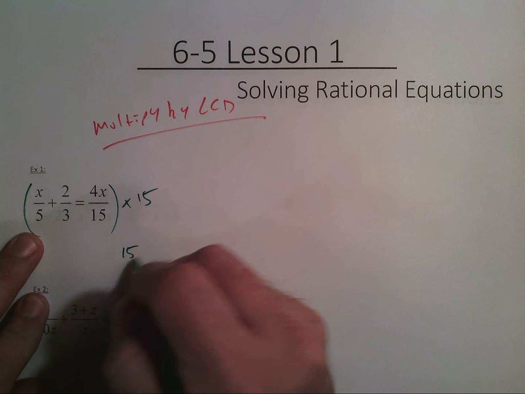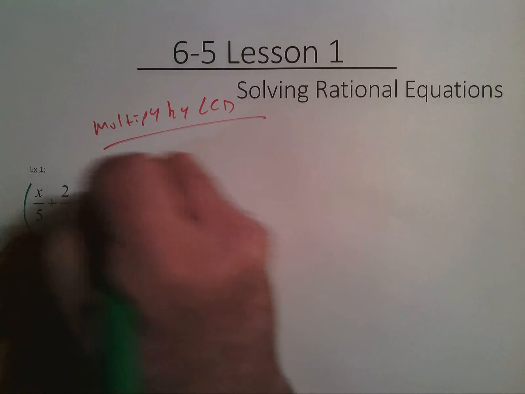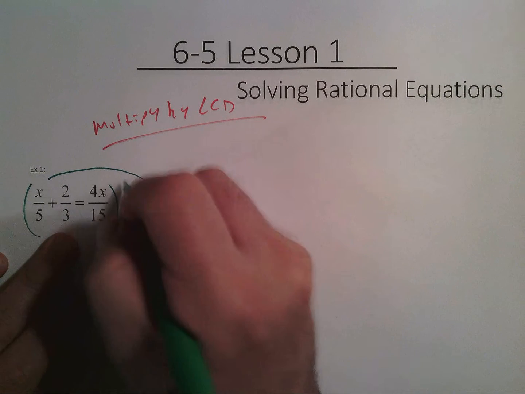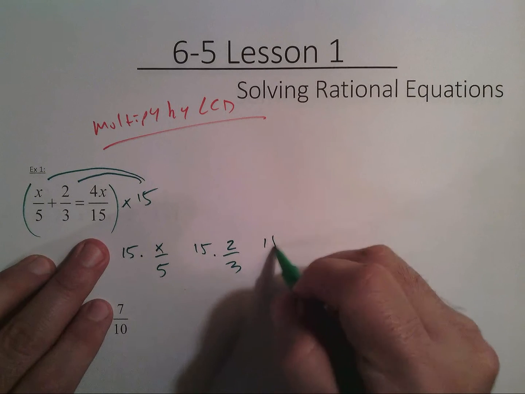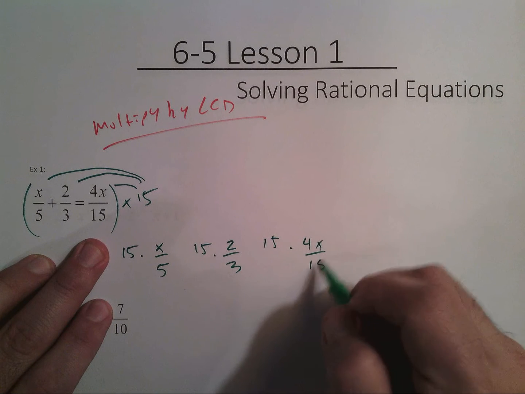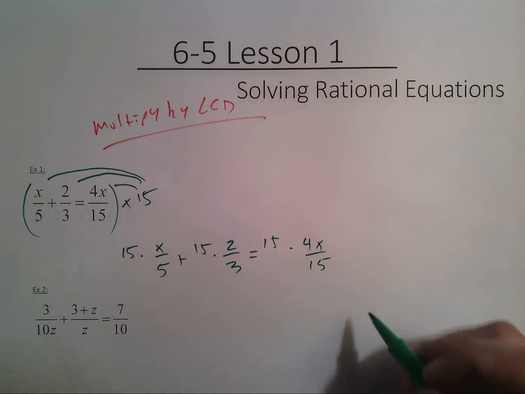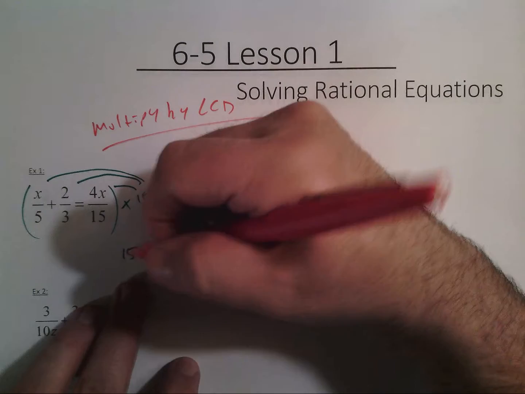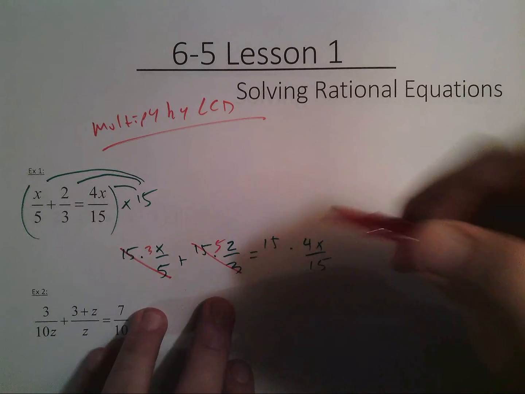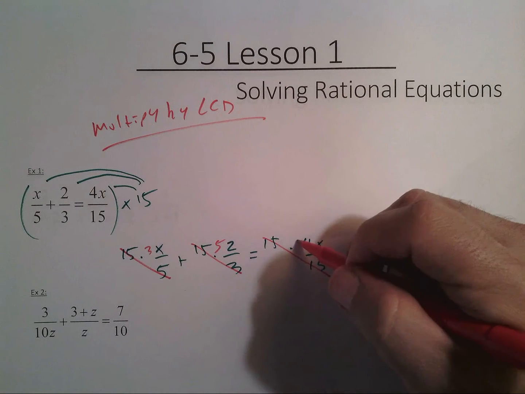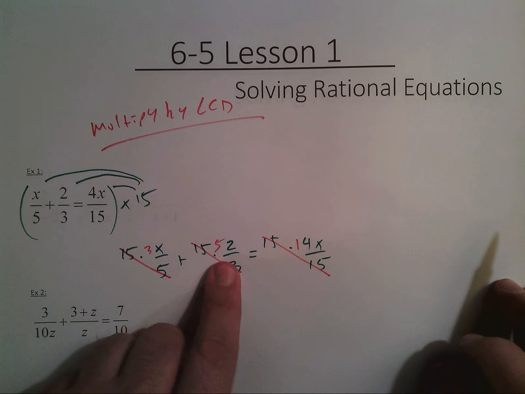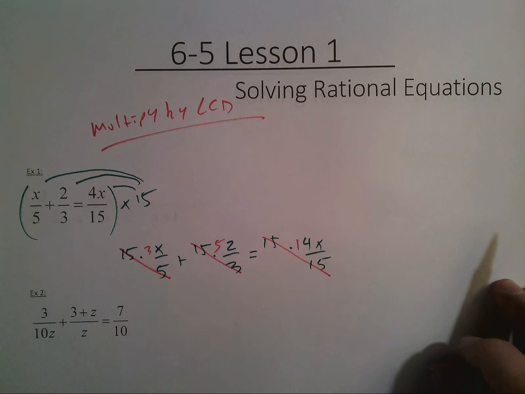I have 15 times x over 5. I get 15 times 2 over 3. I get 15 times 4x over 15. So there's my equals, there's my plus. Oh, look, 15 and 5 cancel out to give me 3. 15 and 3 cancel out to give me 5. 15 and 15 cancel out to give me 1. So my final answer is going to be 3x plus 10 equals 4x.